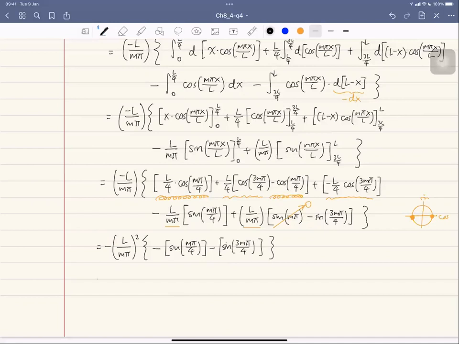Okay, and we just need to simplify this. So the minus signs will now all cancel. And we have sine m pi over 4 minus, that will become a plus, sine 3m pi over 4. So here you might want to see if there's anything you can do with the m pi over 4 and 3m pi over 4.